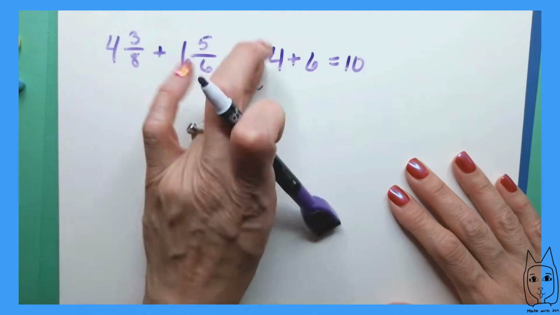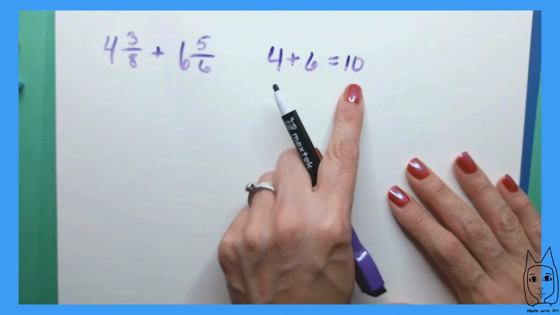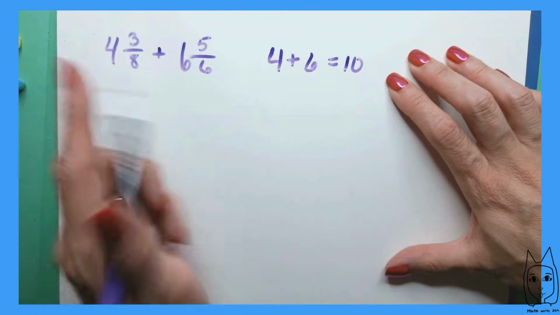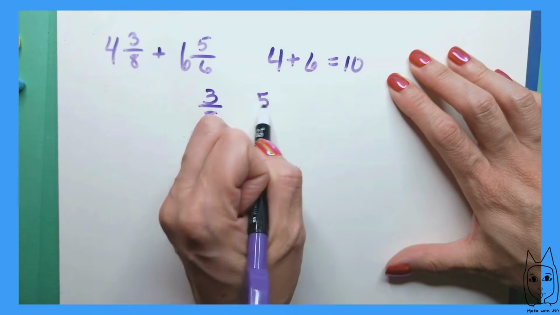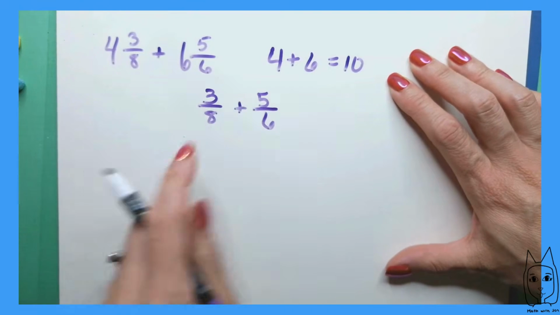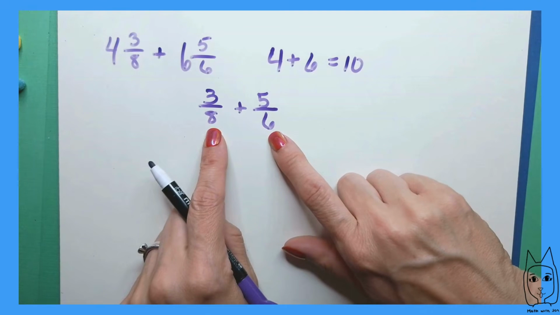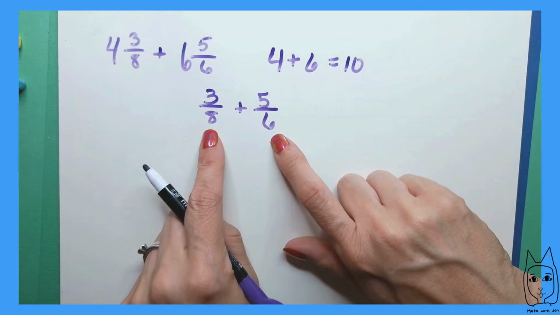I did the wholes. And I can come over here and I can now look at the parts. I have 3/8 and 5/6, and I'm going to add those together. And think of a multiple that they each have in common. They both have 24 in common.